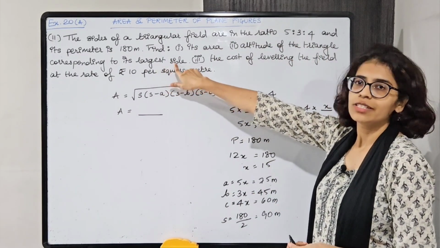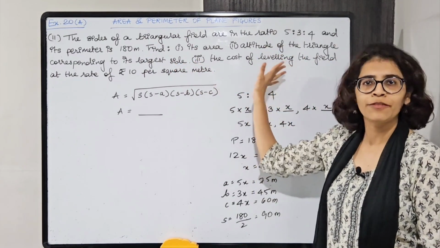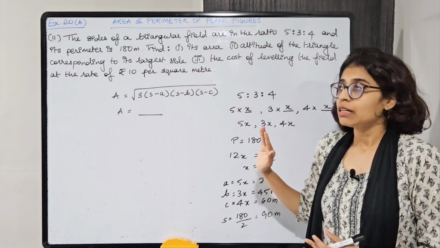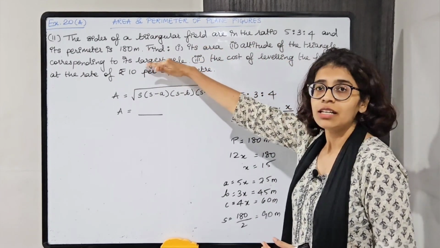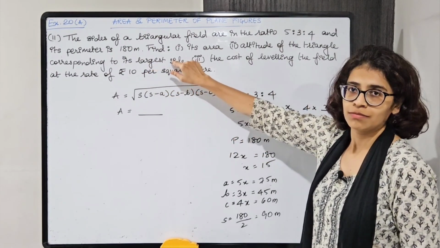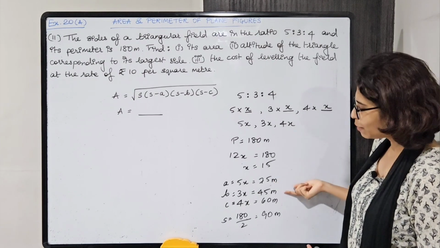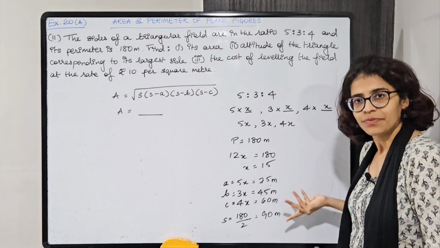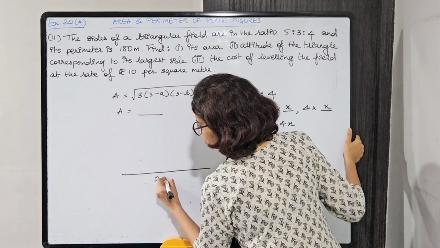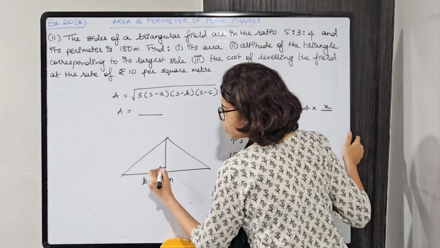Okay, second part, we need to find out the altitude of the triangle corresponding to its largest side. So we have to find out the altitude, meaning the height, corresponding to its largest side. What do you mean by this? We have to find the height if the base is the largest side. So the base will be the largest side. Now we got 3 sides, a, b, c. Which one will be the largest? 75, 45 and 60? Of course 75. So 75 is the largest side. So if I make the largest side the base, what will be the height of the triangle? That is what they have asked.